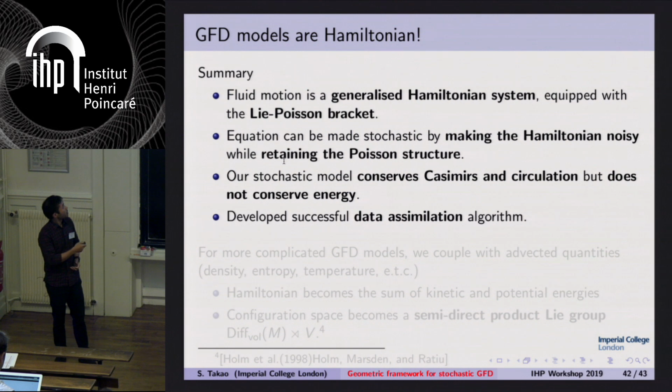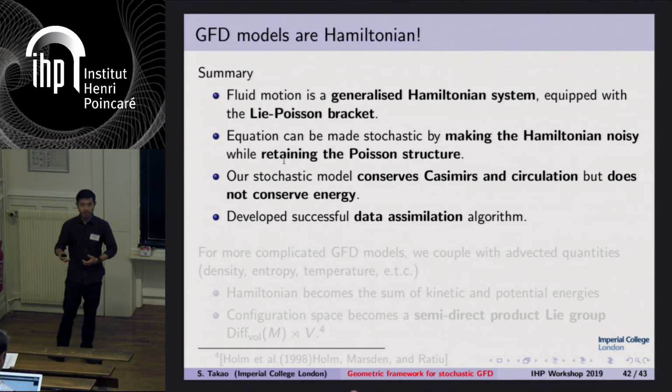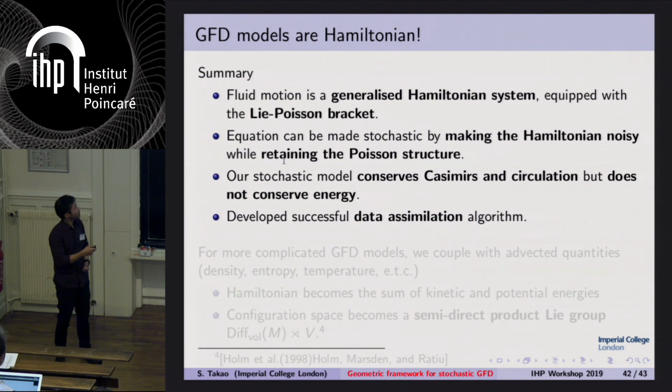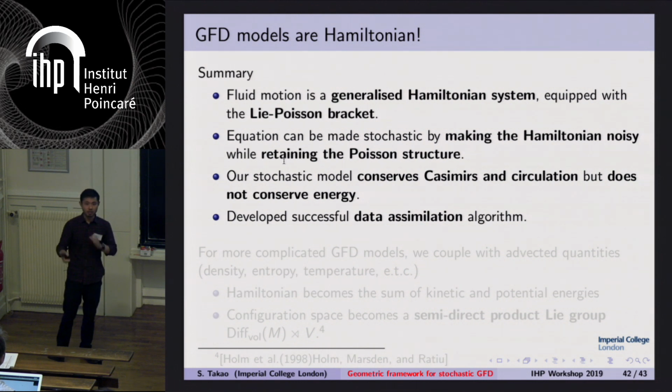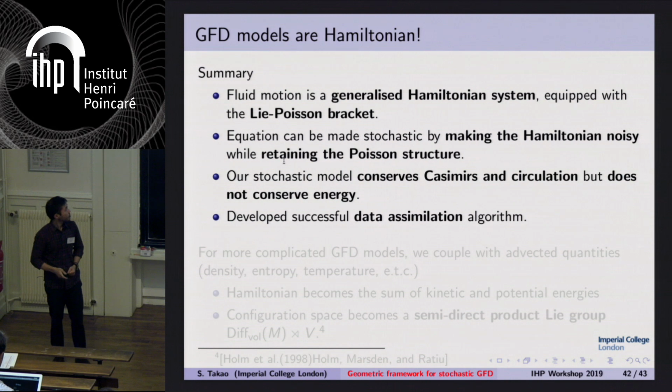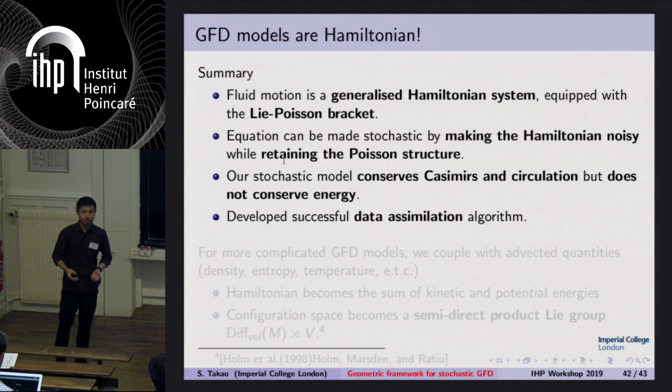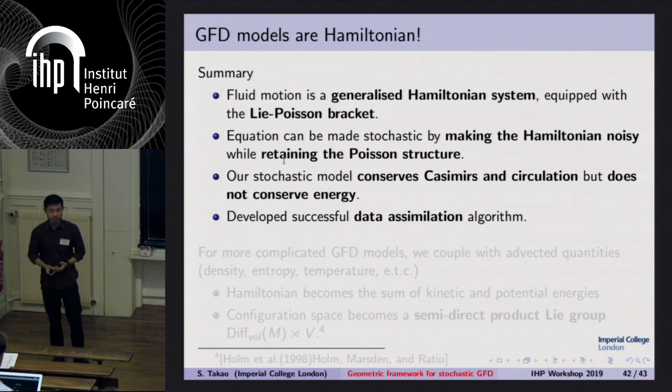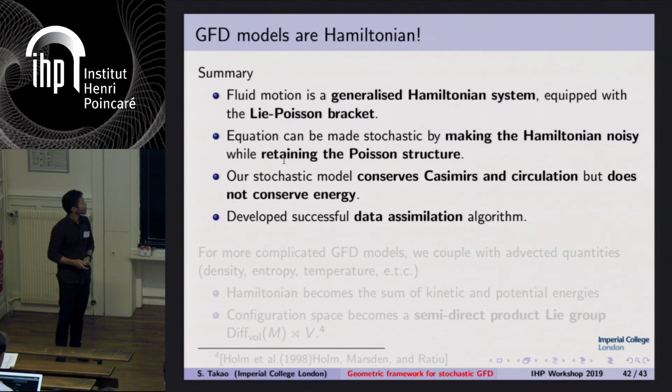So for this model, the stochastic equation, the SALT, conserves the Casimirs and the circulation because, first of all, you have the same Poisson structure, so it has the same Casimirs. And the circulation because you still have the symmetry inside, which is the particle relabeling symmetry. But it does not conserve energy because the noise Hamiltonians and the deterministic Hamiltonians don't commute with each other. And also, the team has managed to successfully develop a data assimilation algorithm based on this model.